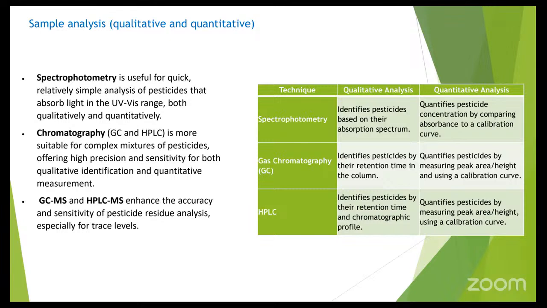Coming to spectrophotometry, it is useful for quick, relatively simple analysis of pesticides that absorb light in the UV visible range, both qualitatively and quantitatively. And chromatography, which uses gas chromatography and HPLC, is mostly more suitable for complex mixtures of pesticides, offering high precision and sensitivity for both qualitative identification and quantitative measurement. GC-MS and HPLC-MS or LC-MS enhance the accuracy and sensitivity of the pesticide analysis.